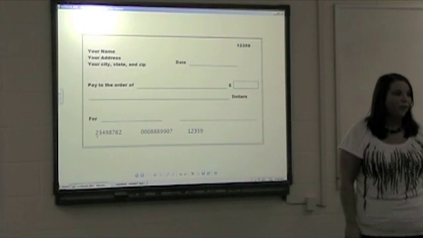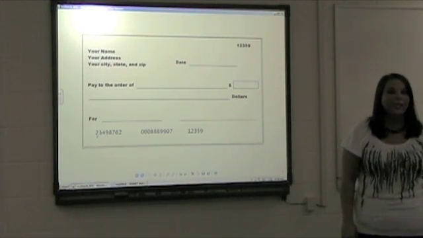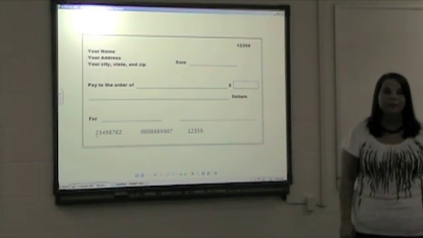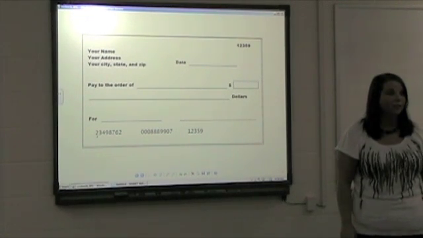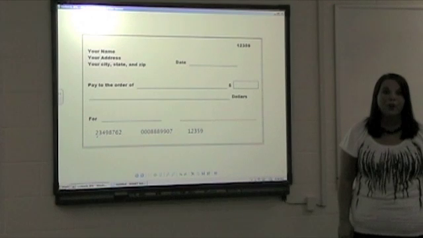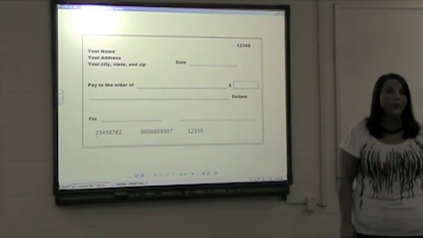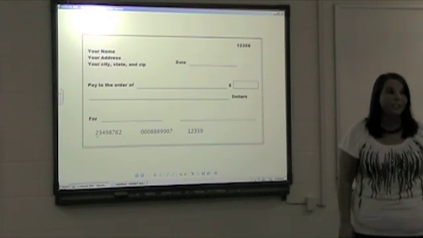Who will be our first volunteer? As the student writes the check, say the steps aloud. Who will be our second volunteer? Who will be our third volunteer? As the student writes the check, say the steps quietly to yourself.